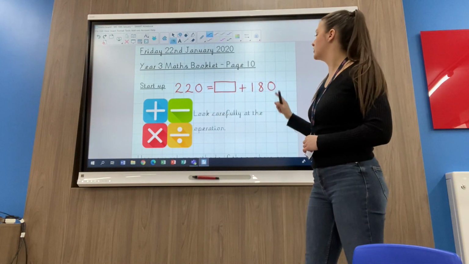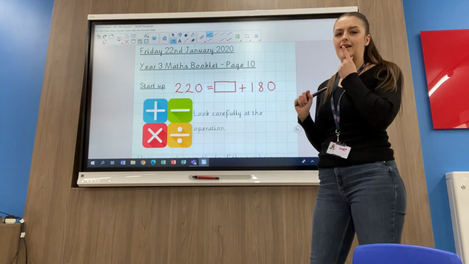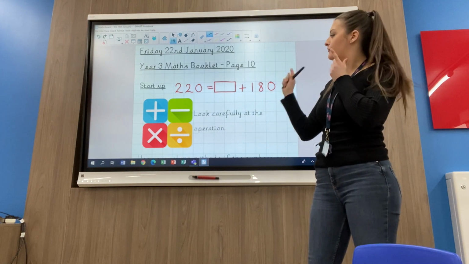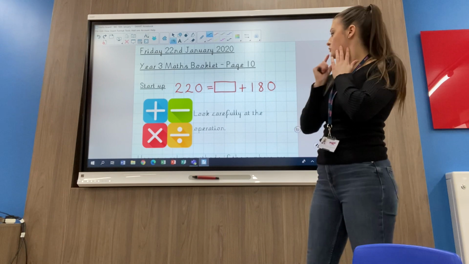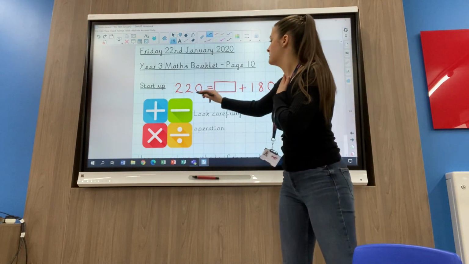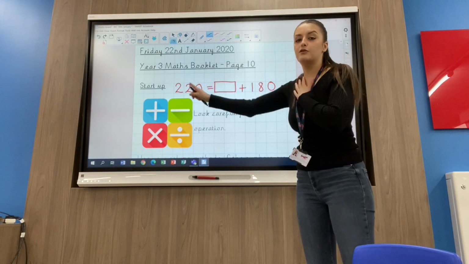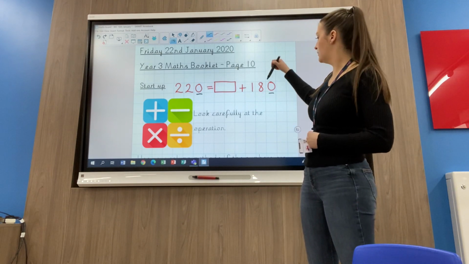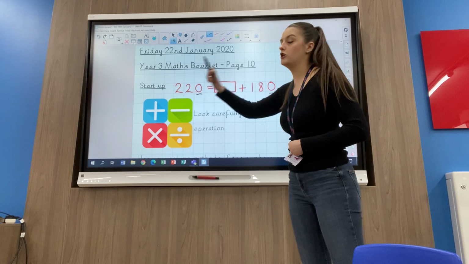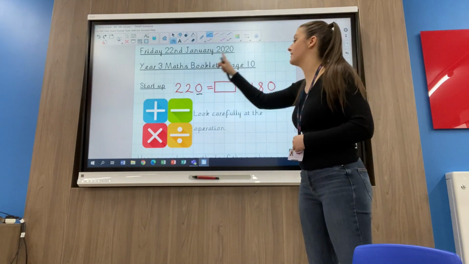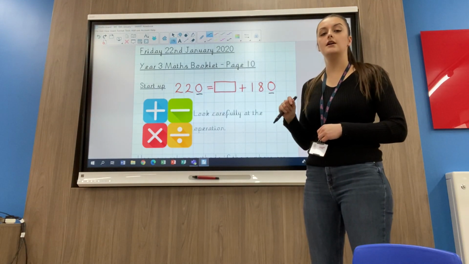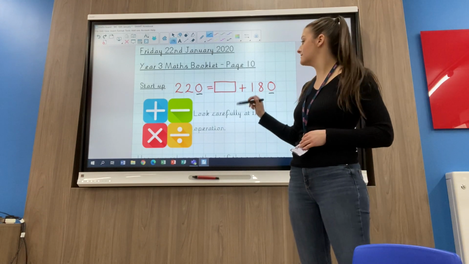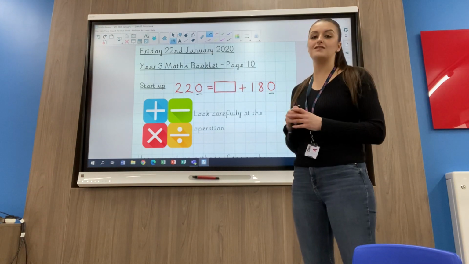Now, if we have a look at those 2 numbers, I'm looking carefully, what do you notice that they've both got in common? Oh, they end in a 0. So that must mean that they're both multiples of 10. So we can count in our tens from 180 to 220 to work out how many tens we've counted up in, and our answer will go there.